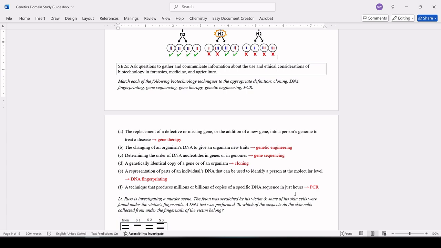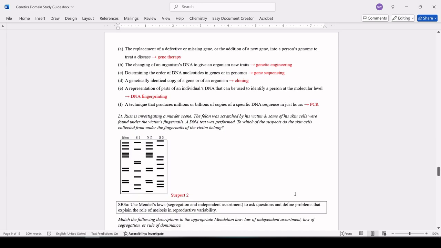With this, you really just need to understand what each kind of technology does, and then you need to be able to identify or interpret a DNA fingerprint. So gene therapy, which is that first definition, is essentially trying to fix a gene by replacing it. Genetic engineering is different. We are trying to change the DNA to give new traits. So that is take away something, add something. Gene therapy you can almost see as a specific type of genetic engineering. So gene therapy, we're trying to fix something, whereas with genetic engineering, we're just trying to change something.